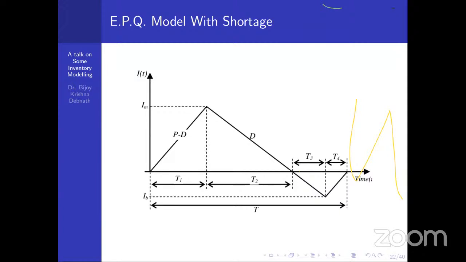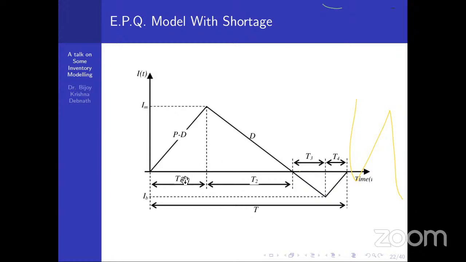The inventory builds up at the rate of P minus D for the time T1, and then the demand comes. Okay, but as I said already, suppose you have 10 days. After 10 days only you can replenish. Your replenishment will arrive, and your cycle will restart. But your inventory finishes by 8 days. So for 2 days you have to bear this loss. That means shortage loss.